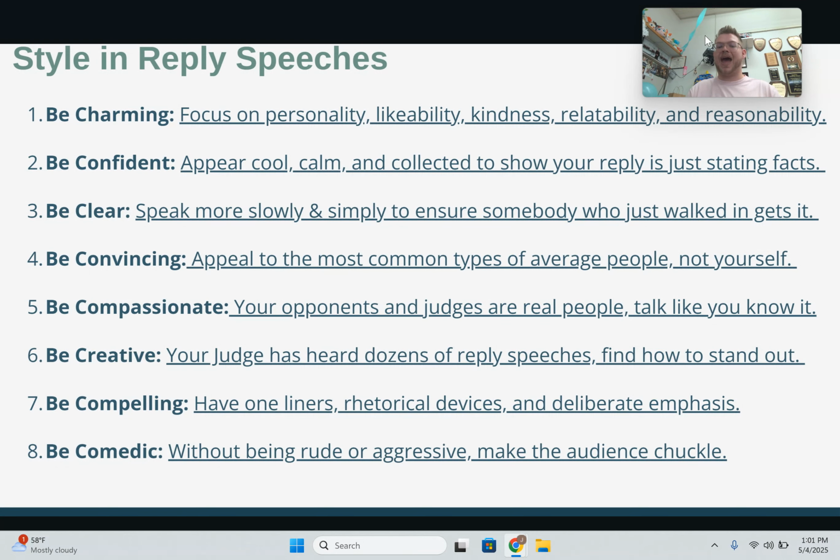Then you need to be compassionate. Understand that your opponents and judges are real people just trying to have a good time and learn, and talk to them and about them like you know that. You also need to be creative. Your judge has heard dozens of reply speeches and 8 speeches in this round. Figure out how to make yours stand out from the others. Seventh, be compelling. Have one-liners, rhetorical devices, and deliberate emphasis at points so that you can be truly persuasive.